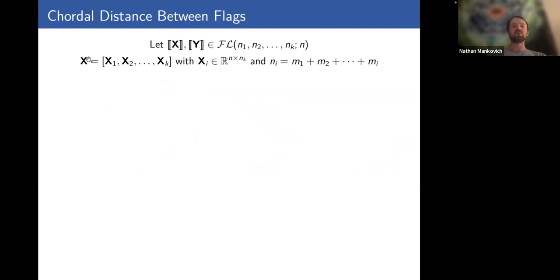So what we're doing is, I don't think I wrote this down again, but the way we represent a flag is by a matrix with orthonormal columns. So this is kind of a point on the Stiefel manifold. And what we do is we separate this matrix into blocks, where each of the blocks somehow encodes each one of these nested sequences of subspaces.